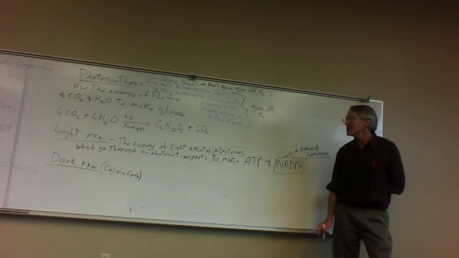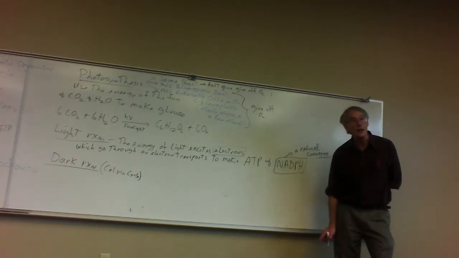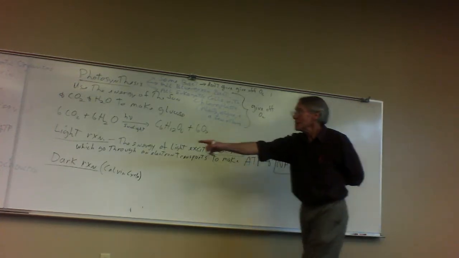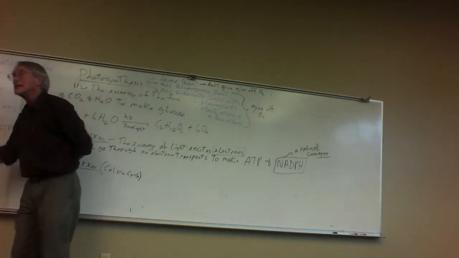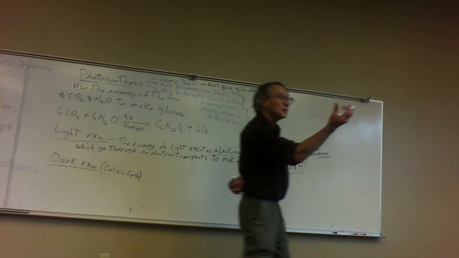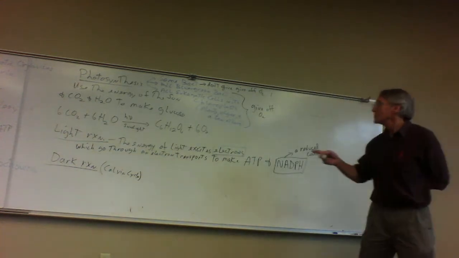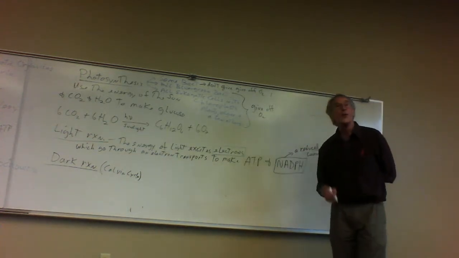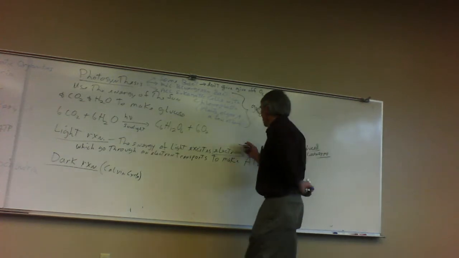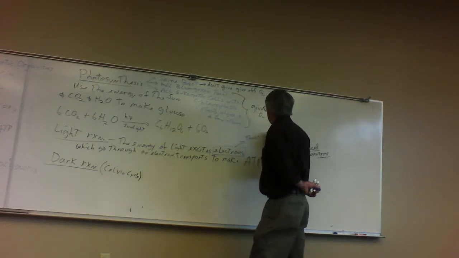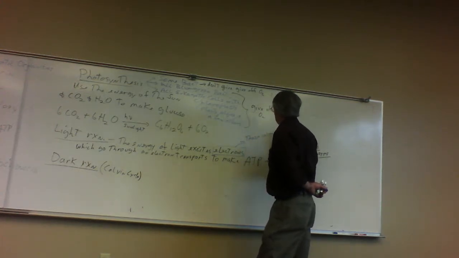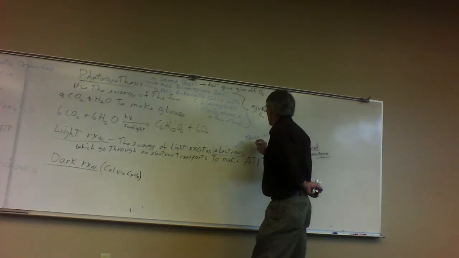And guess what the origin of the electrons is? Water! Here, where did those electrons end up in this electron transfer system? They ended up in water. The oxygen was the final acceptor. So the origin of electrons is going to be ultimately water. So these ultimately come from water.